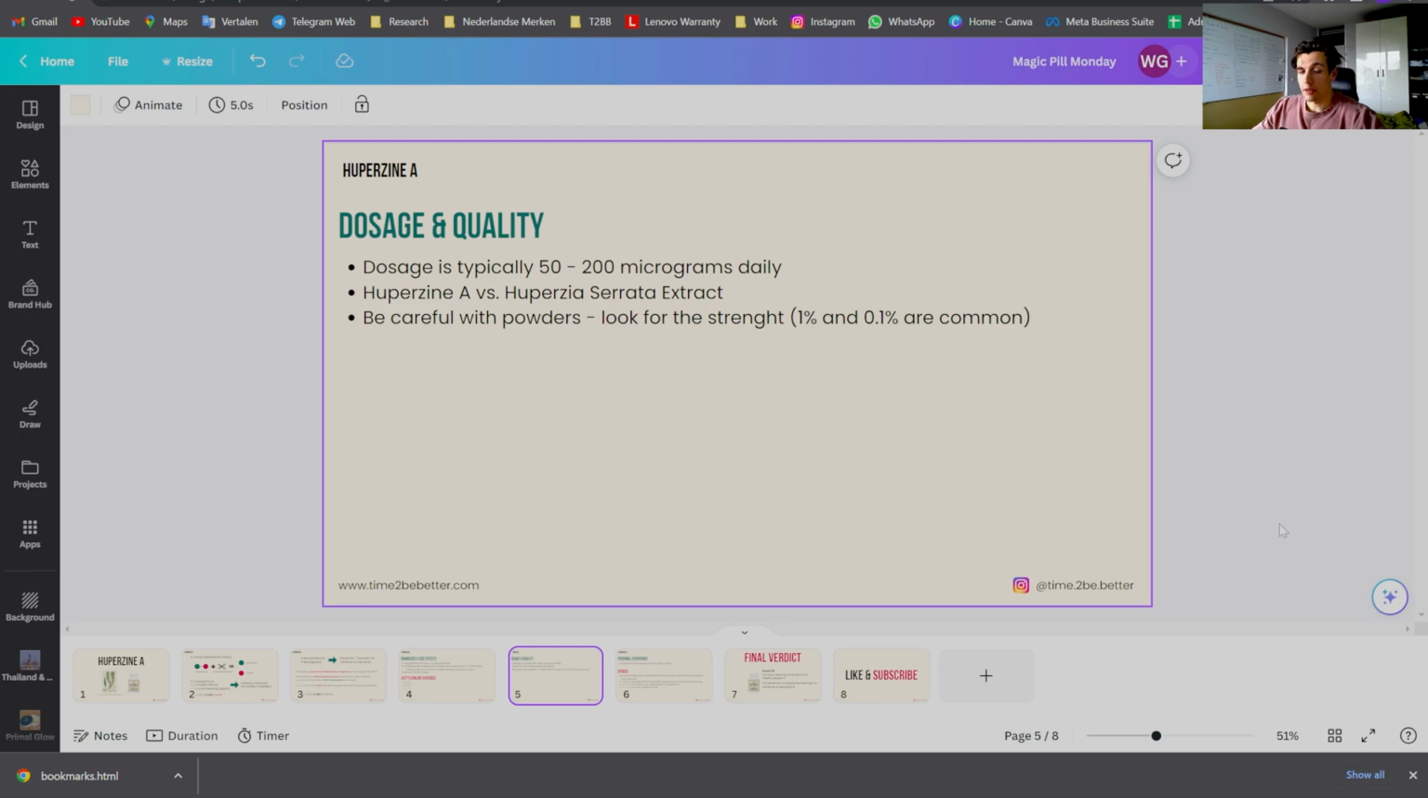And also be careful with powders because they usually have different strengths. They might have 1% Huperzine A or 0.1%. And it's quite easy to mess up the dosage. And I have read some stories from people that accidentally were overdosing on Huperzine A. And even though that is not necessarily life-threatening, it can be a very unpleasant experience.